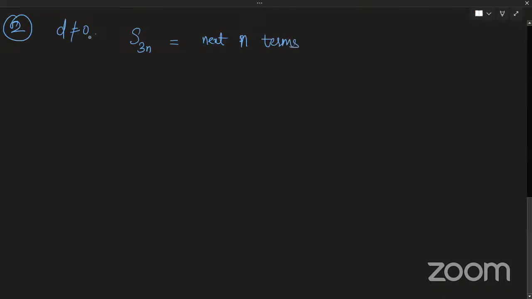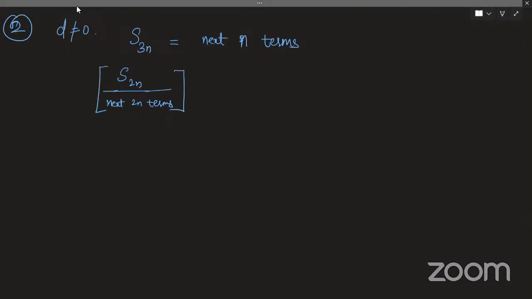And I was asking you to find the ratio of the sum of the first two n terms by the next two n terms, that is, find S1 plus S2 by S3 plus S4. Yes, I had written it in that way.